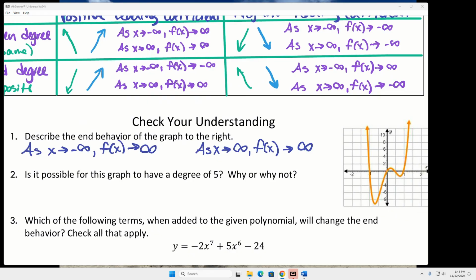All right, and then number 2 says, is it possible for this graph that we just talked about, for it to be degree 5? So if it's degree 5, 5 is odd, right? Can the arrows both be pointing up on odd? No. So odd degree must point in opposite directions.